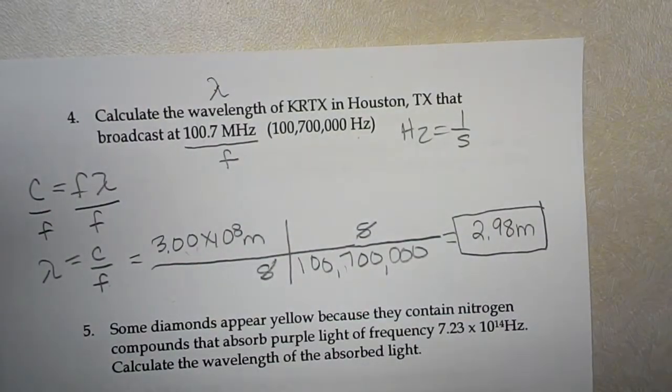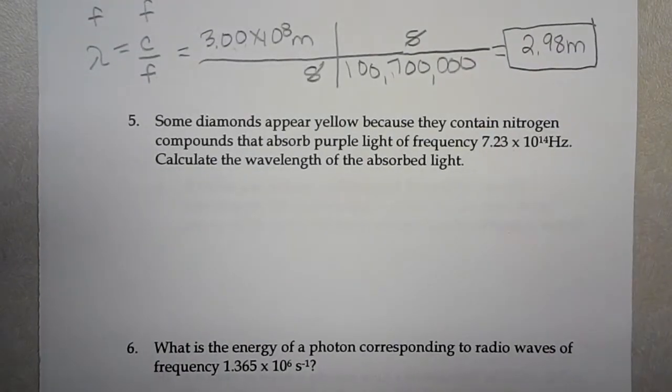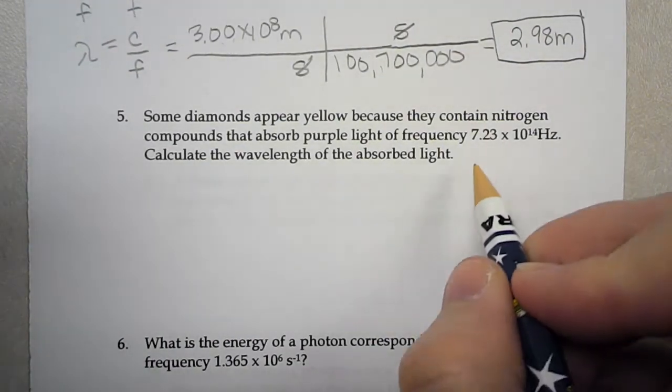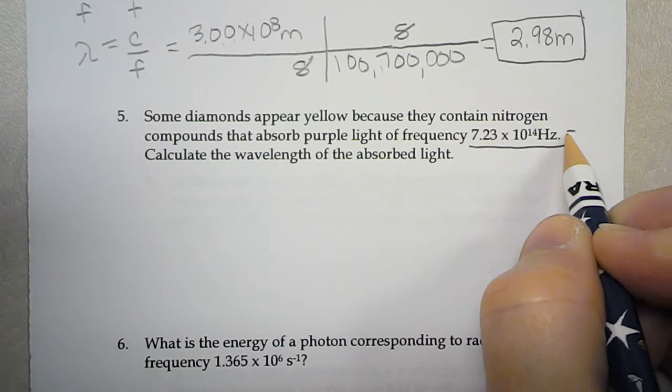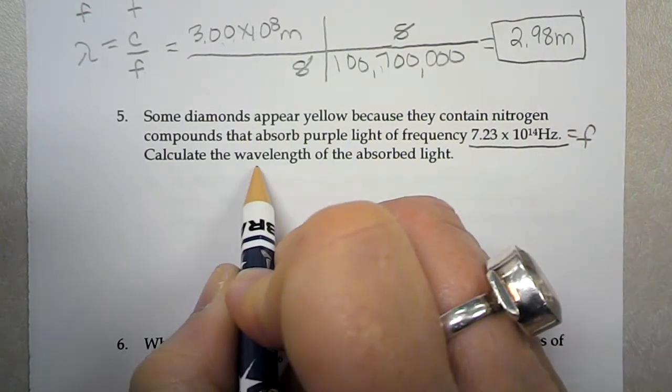Okay. Number 5 talks about diamonds. Some diamonds appear yellow because they have this frequency. So this number is frequency. They want to know the wavelength.